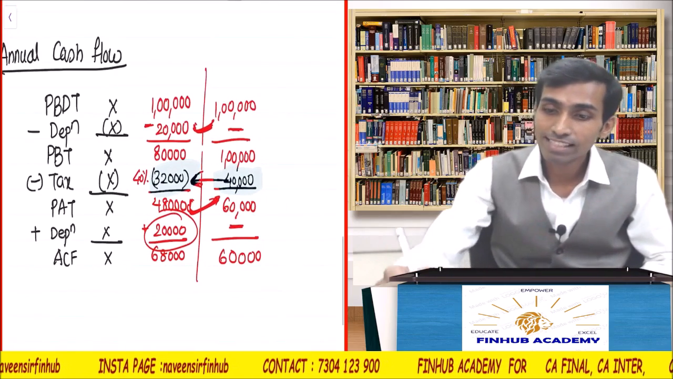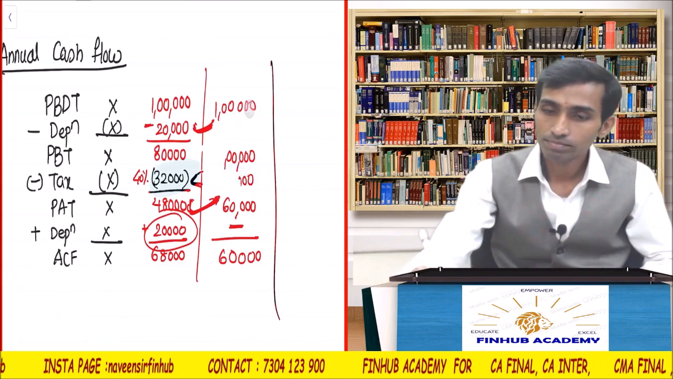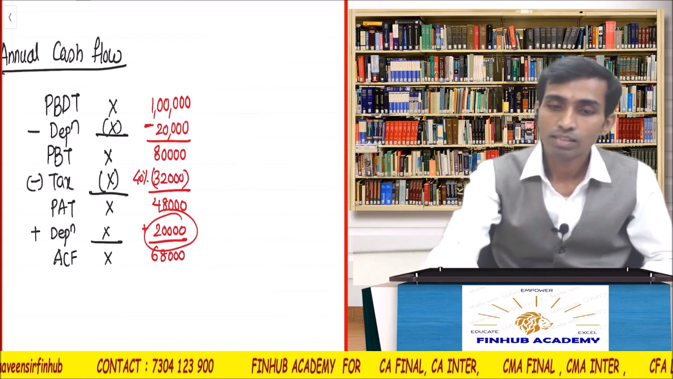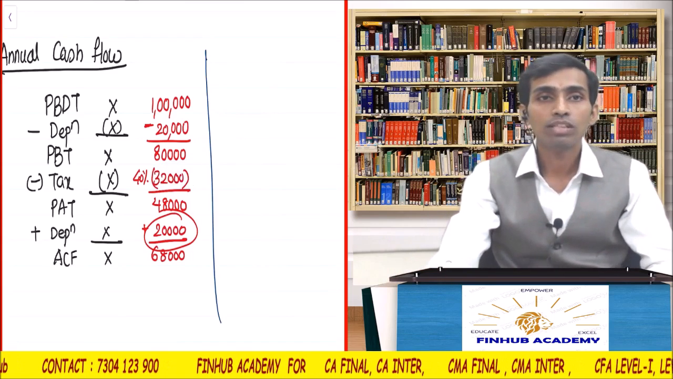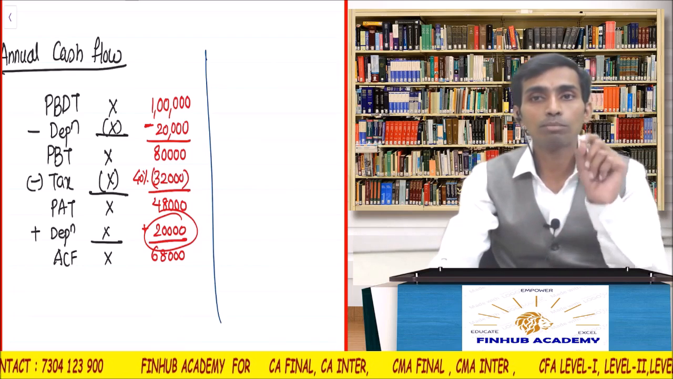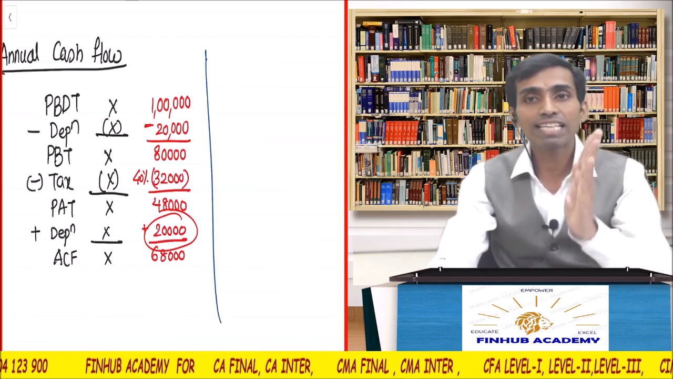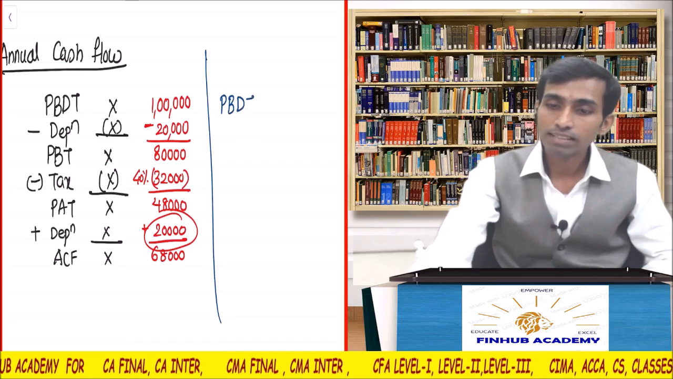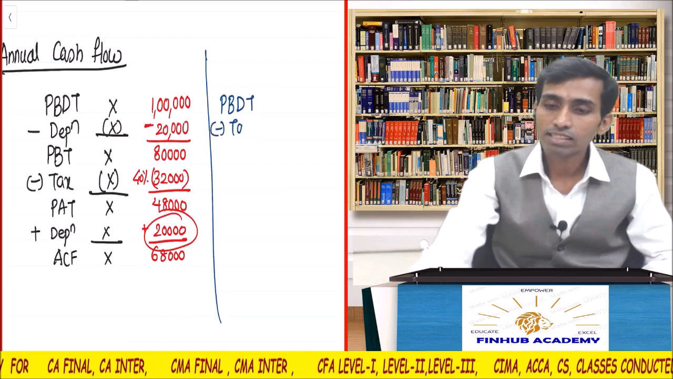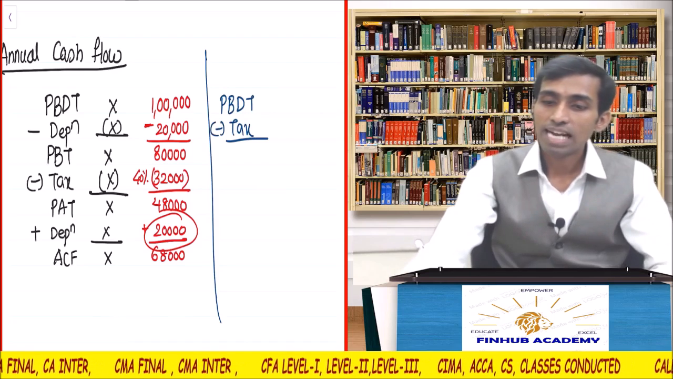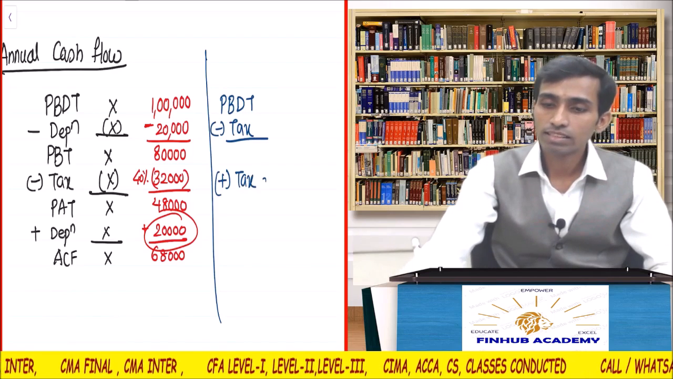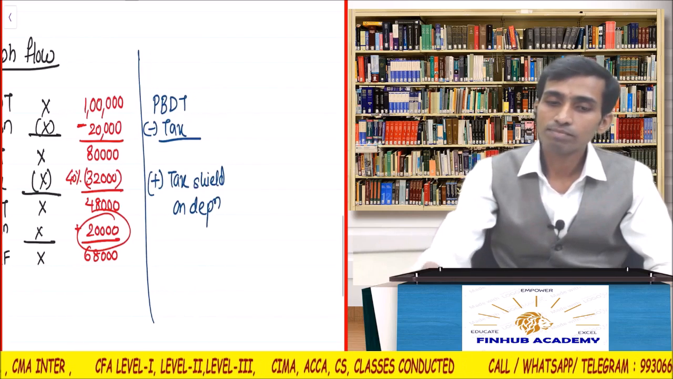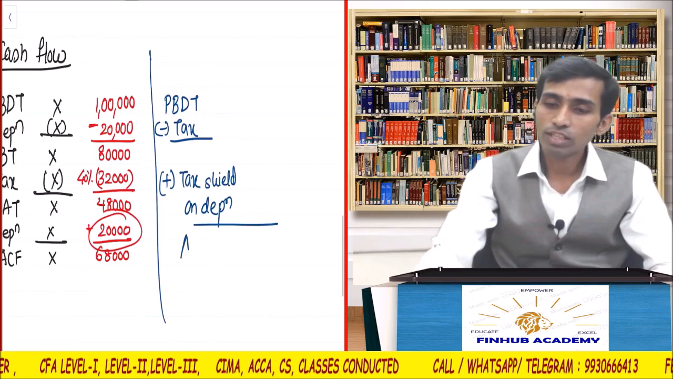Now next, listen. One more thing. One more method to calculate annual cash flow. When I am saying annual cash flow, I am talking about the project. Let's go slow. First understand the calculations; how to apply is the second part. The second method is PBDT minus tax, and then add the tax shield on depreciation, and then you get the annual cash flow.